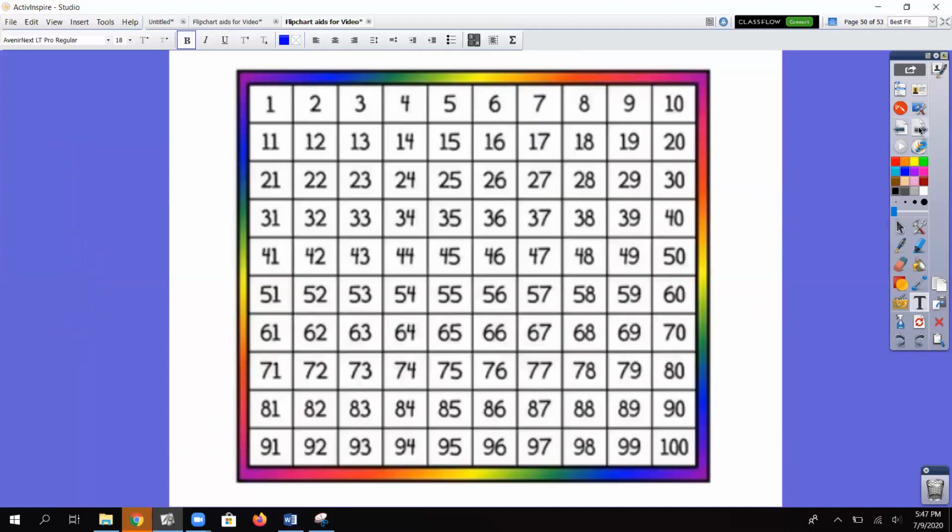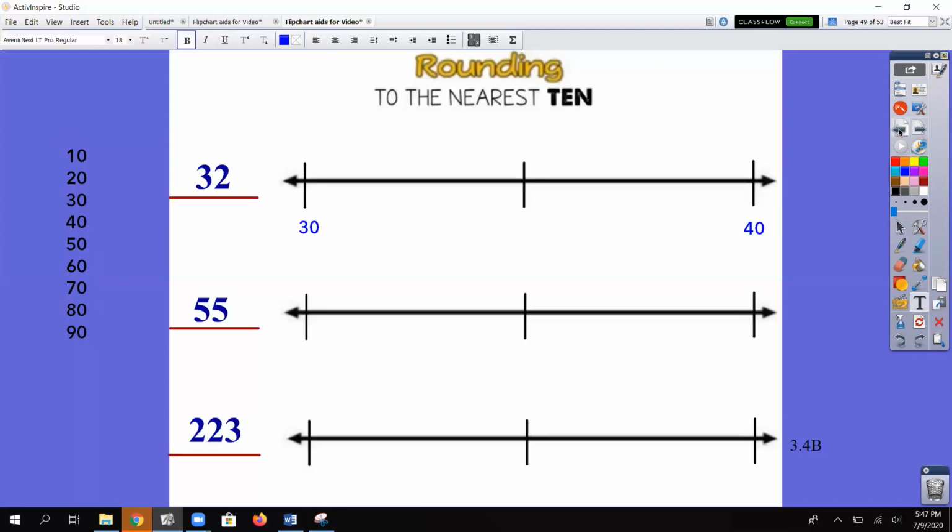You can also use a hundreds chart to look at it. It's right here. Here's 30 and 40. 32 is right here. It's in between 30 and 40. Here's 30, and then you would go all the way here to get to 40. It's in between those 2 numbers. Okay, so now you have to decide what number is right in between 30 and 40. That would be 35.